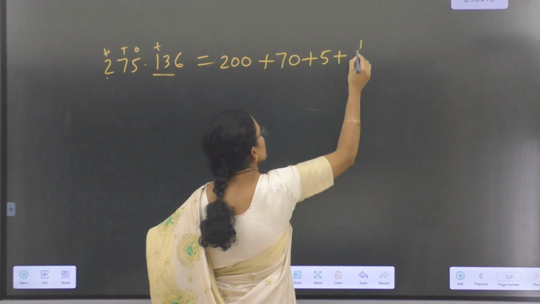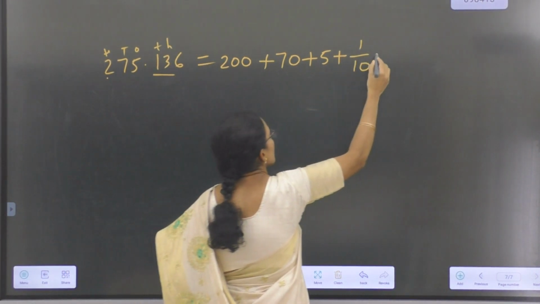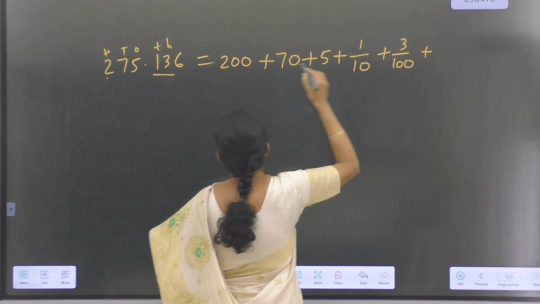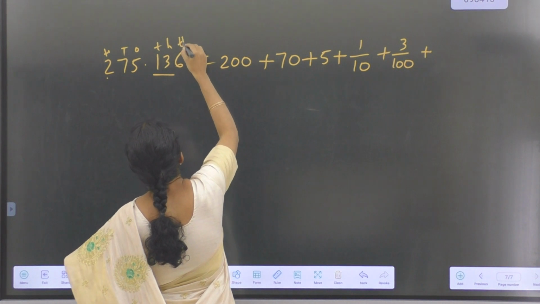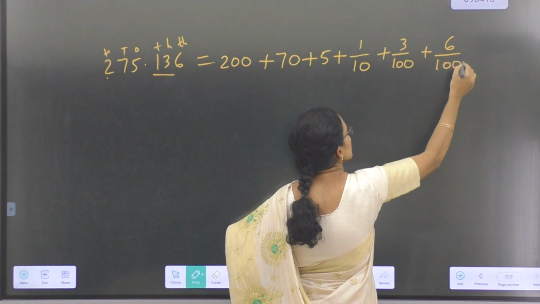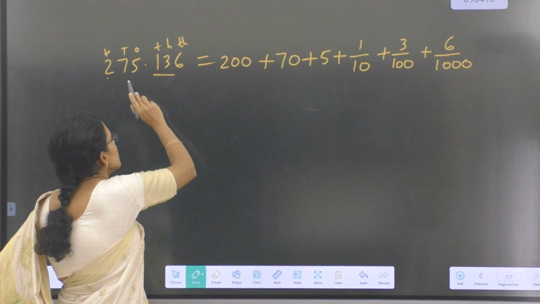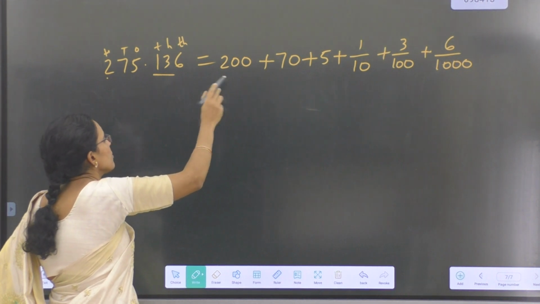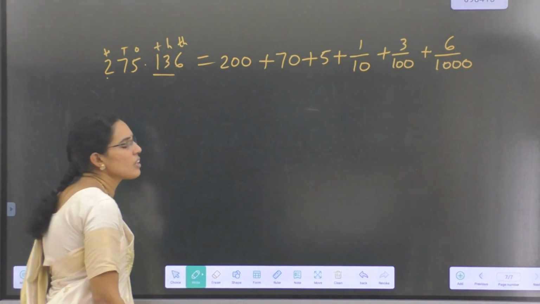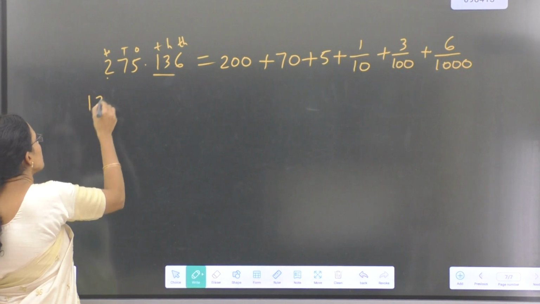Plus this 1 is there in tenths place. Value is 1 by 10. And then 3 is there in hundredths place. Value is 3 by 100. After that, 6 is there in thousandths place. Value is 6 by 1000. In this way, we write the expanded form. Expanded form is nothing but writing the number as the sum of the place values of the digits. We call it expanded form. Now, children, tell me the expanded form of this number.